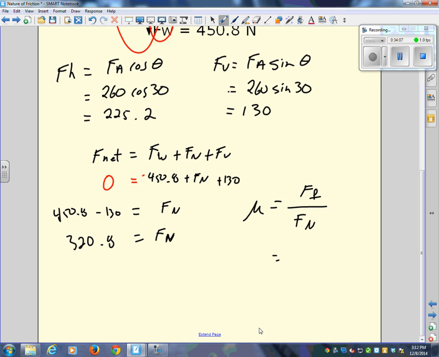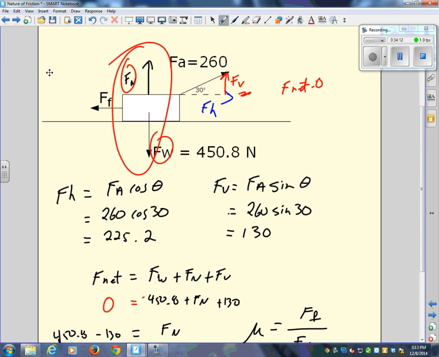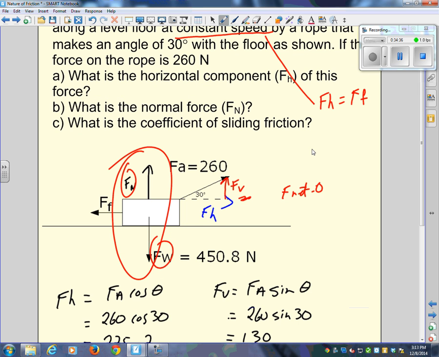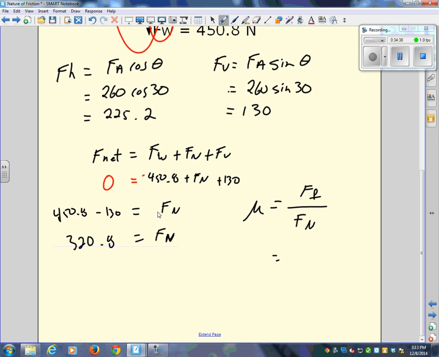Let's go back. There's the friction force right there. What's it equal to? It's equal to FH if and only if? It's constant speed. I didn't say it when I read it because I didn't read the question, but there it is. Because it's moving at a constant speed, what does that mean? In this case, the FH is equal to the FF. And now I can put my 225 in there. And my normal force is this number right here. And you get a mu value of 0.7.